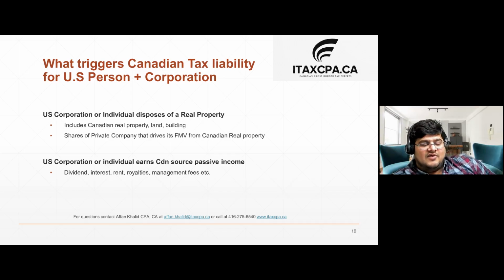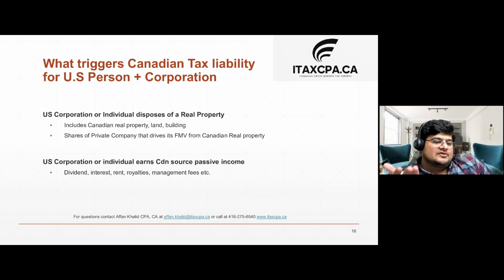Okay, finally, if a US corporation or an individual disposes of Canadian real property, that is another trigger point for Canadian tax liability. Generally, when a non-resident or US individual holds an interest in Canadian real estate and sells that interest, there's 25% withholding on the gross value unless you do something about it. And there are filings and a lot of things that we can do to minimize the tax implications.